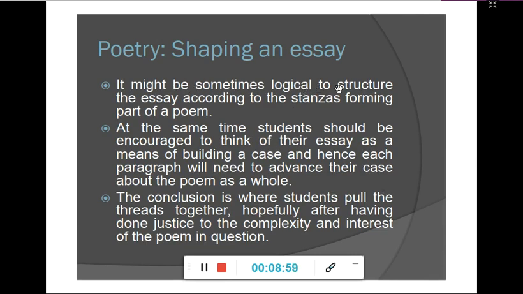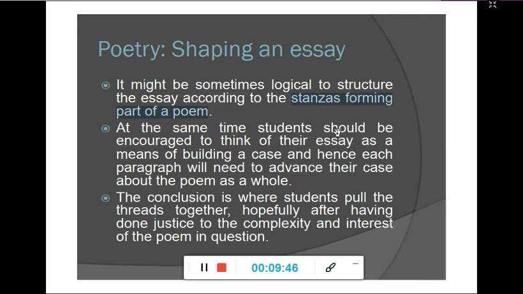It might be something logical to structure the essay according to the stanzas forming part of the poem. You could initiate this according to the stanzas forming part of the poem. You can discuss the several topics, or the several points mentioned in your poem, and divide them into paragraphs according to the stanza division. For example, if two stanzas share one idea or one theme, I can write that in one paragraph with one theme, and when I move to a new stanza with a different theme, I can move to write another new paragraph with a different theme, and so on.